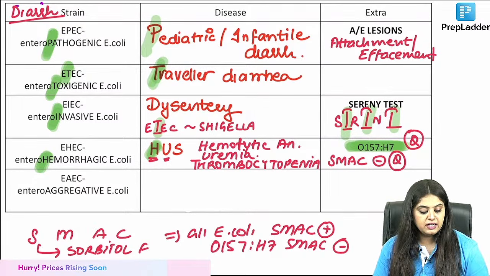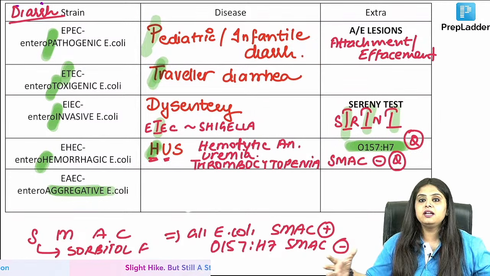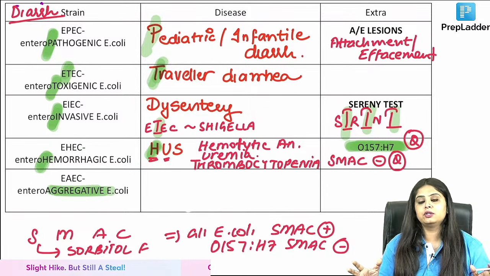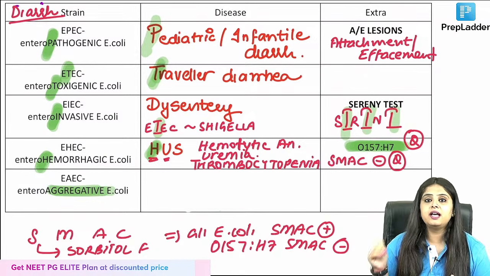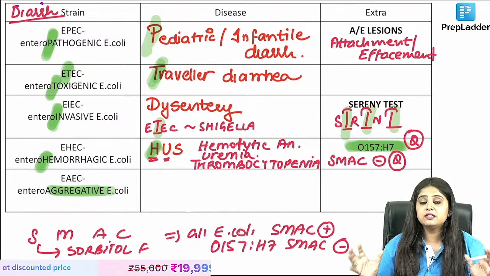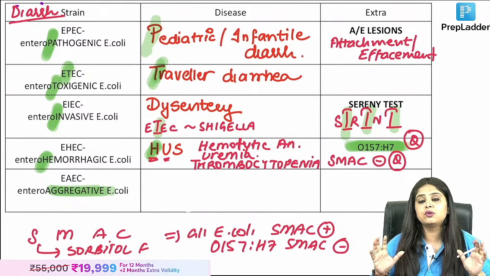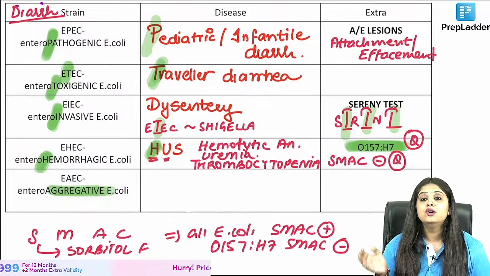Coming to the last one, enteroaggregative E. coli. Aggregate हुआ तो कुछ धमाका is going to happen. Like if you would have been studying micro alone, it is the most dead and boring subject. But when you study together with so many students here, and I am also constantly telling you पढ़ना ही पड़ेगा, you don't have an option.